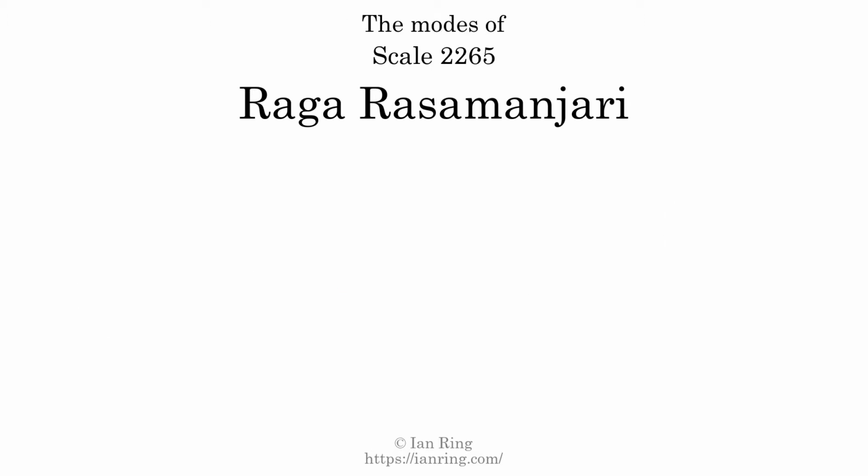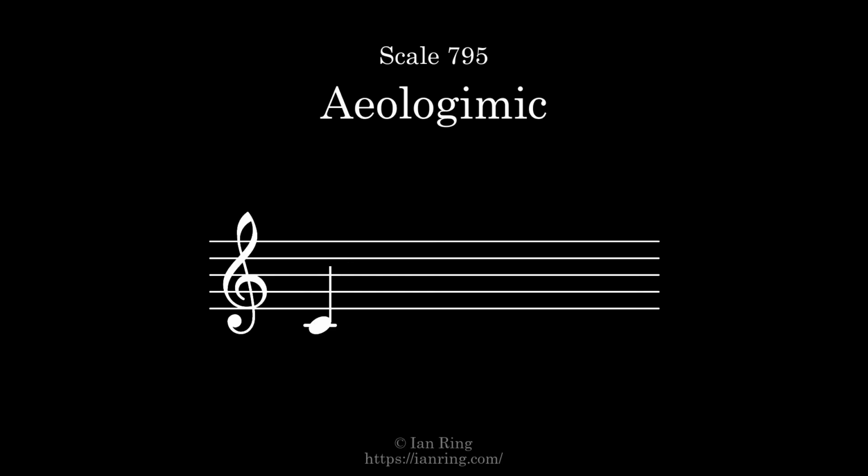This scale has 6 modes. The first mode is itself. The second mode is scale 795, also known as allogemic. It sounds like this.